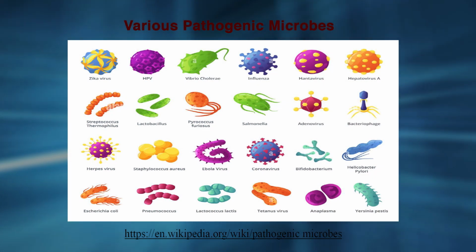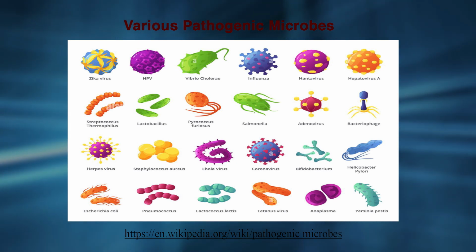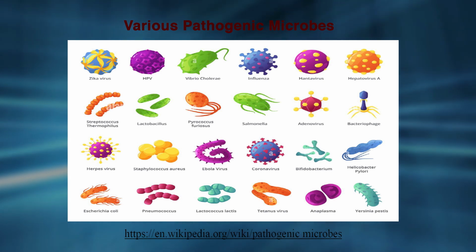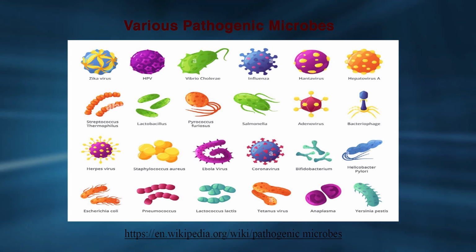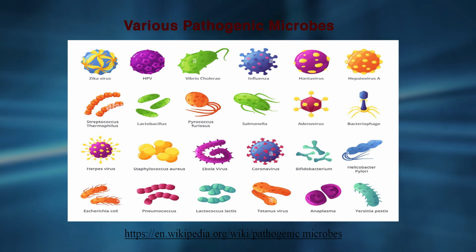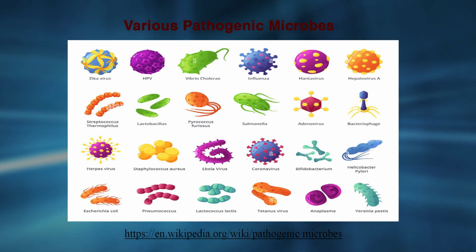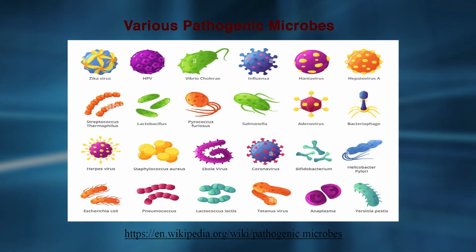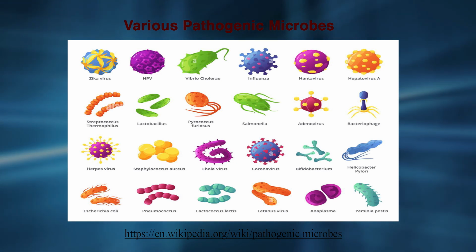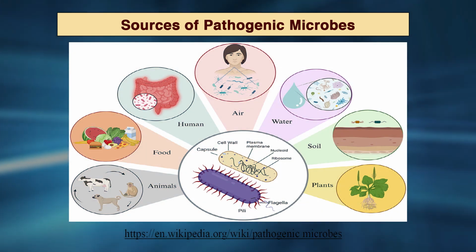Various pathogenic microbes. A variety of microorganisms can cause diseases. Pathogenic organisms are of five main types: viruses, bacteria, fungi, protozoa and worms. In this image, we can see that infectious diseases are caused by pathogens which include bacteria, fungi, protozoa, worms and viruses. Pathogens of all classes must have mechanisms for entering their host and avoiding immediate destruction by the host immune system.